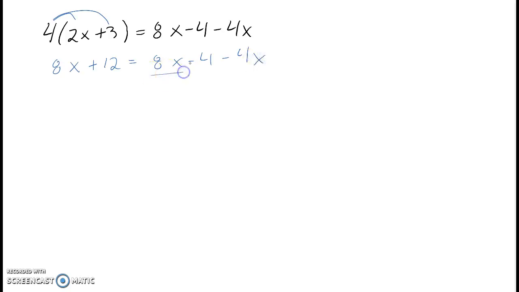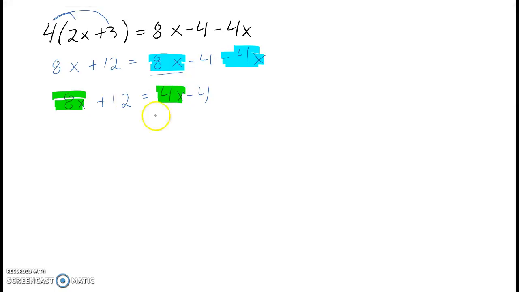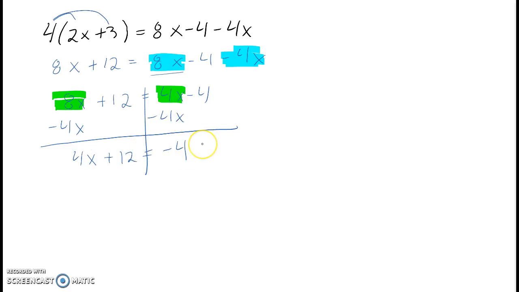We can combine these two things. These are like terms, right? Our x's over here. So on this side we now have 4x minus 4 equals 8x plus 12. Now I have my like terms, my x's. So I'll move those onto the same side. Subtract 4x from here, subtract 4x from here. That gives me 4x plus 12 equals negative 4.